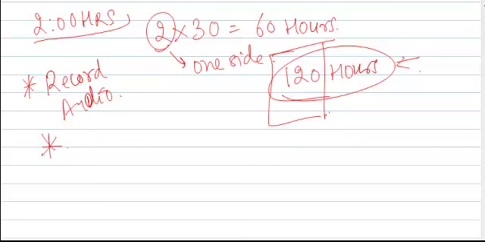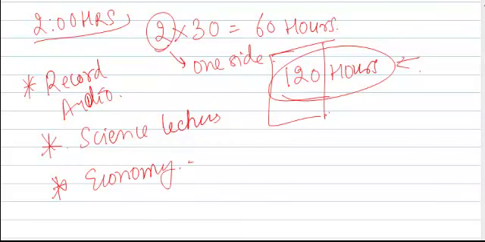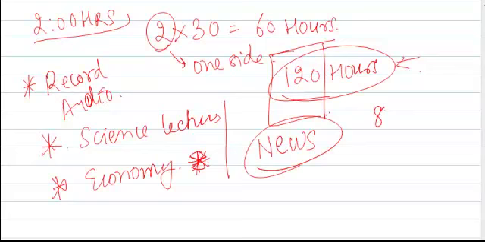Other than this, I downloaded some videos on science lectures and some on economy, and I listened to them while commuting, and especially the news. My timing was from 7:30 to 9. It's not exactly 2 hours, but 1.5 hours in the morning and more than 2 hours in the evening because of pathetic traffic conditions in Delhi.